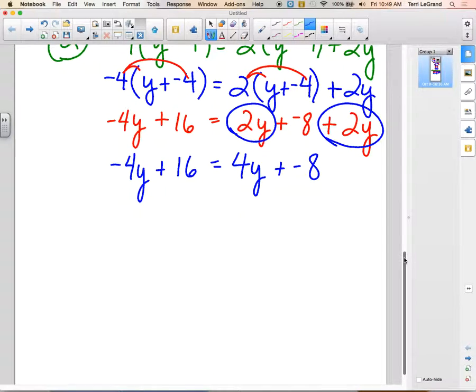Okay. Are we done simplifying yet? Can we do anything else on the left side to simplify? No. Can we do anything else on the right side to simplify? No. So we're ready to solve finally, aren't we? Let's get ready to solve. So go ahead and solve it because you of course are getting really good at that.